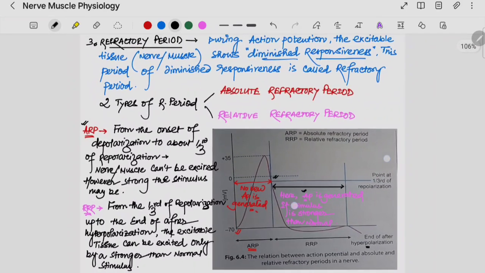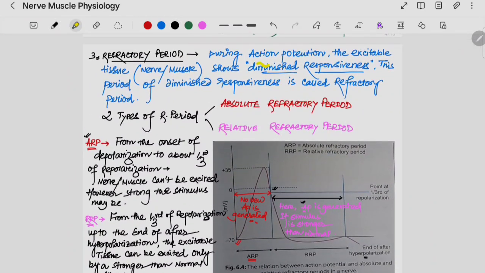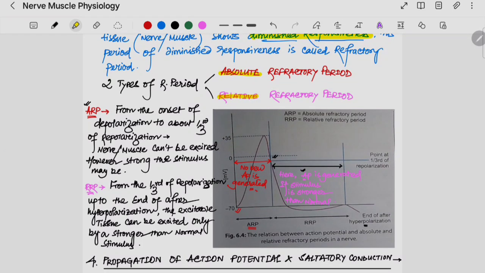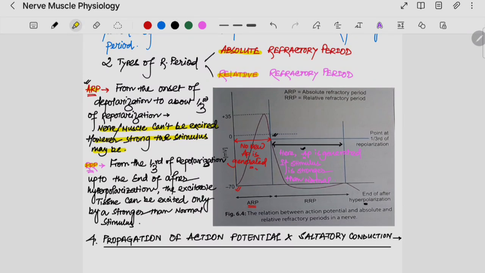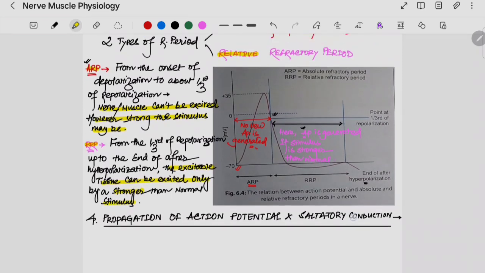Right. So it is that diminished responsiveness, obviously, and there are two types of refractory period, absolute and relative. In absolute, nerve or muscle cannot be excited, however strong the stimulus may be, and in the relative one, that excitable tissue can be excited only by a stronger stimulus, right?